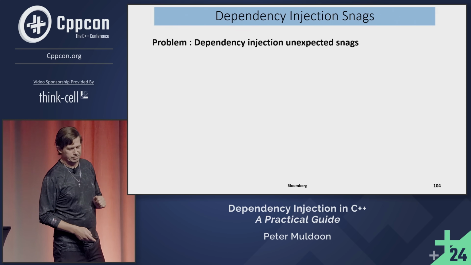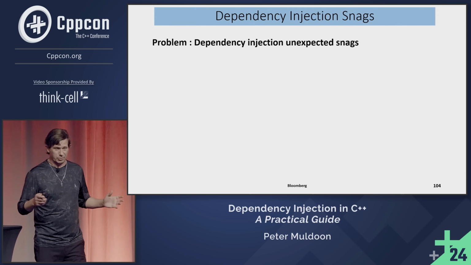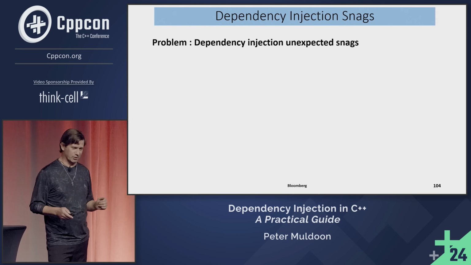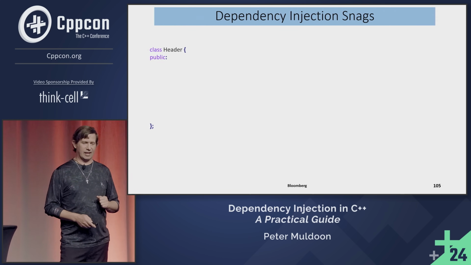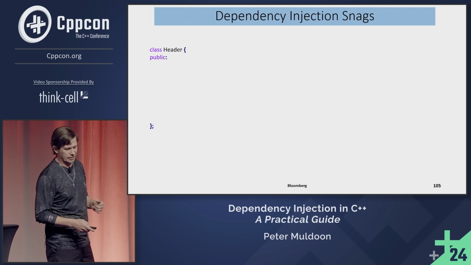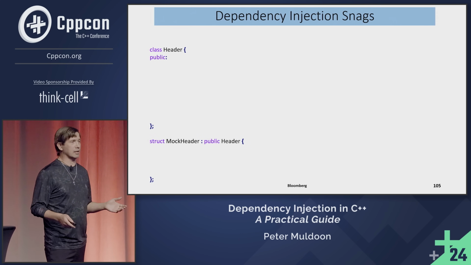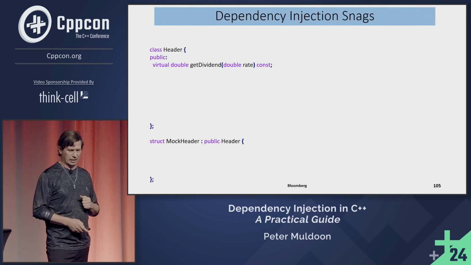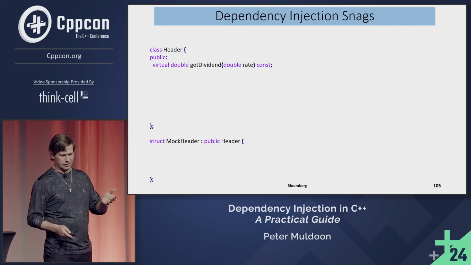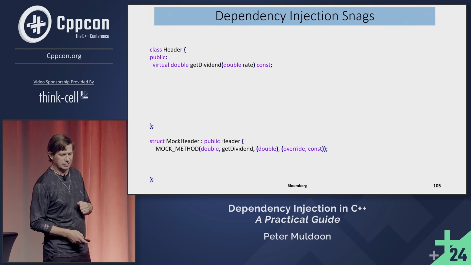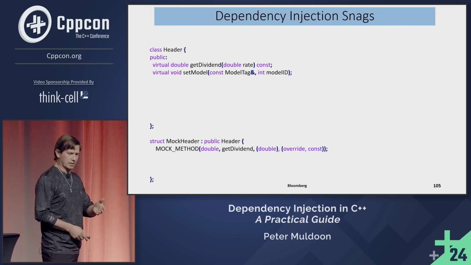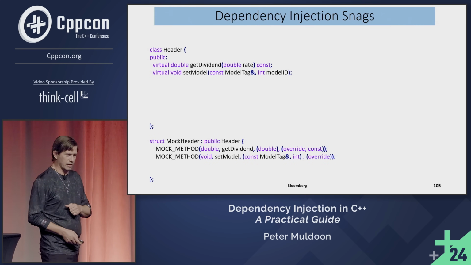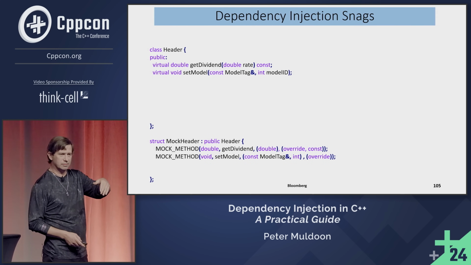All right, cool. So another problem I came across, and this is a good one, is I had a class called header, and I had my mock header because I needed to mock this, because of undesirable side effects. So I'm going along and I see it's got a get dividend that I need to mock out, and I put the mock method for get dividend. I come along and I put the set model and I mock the set model. I write some unit tests, I check it in.